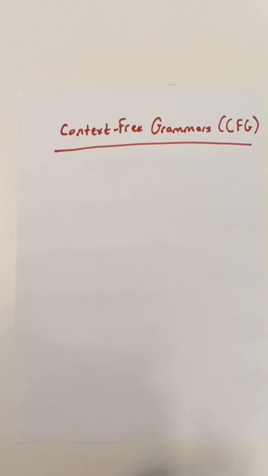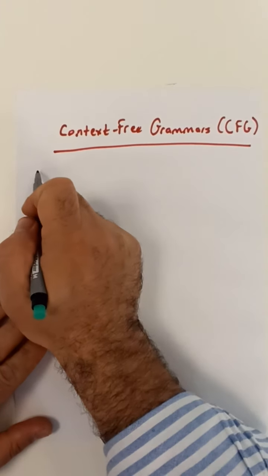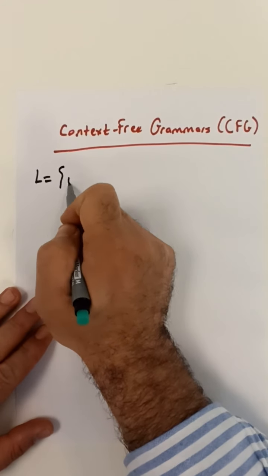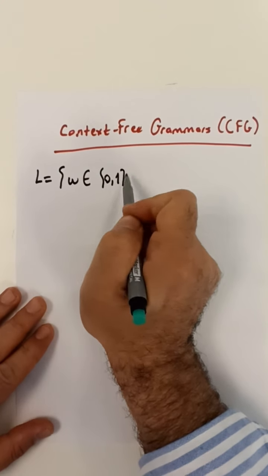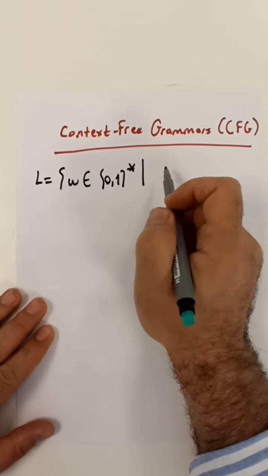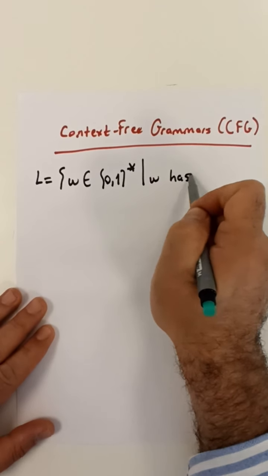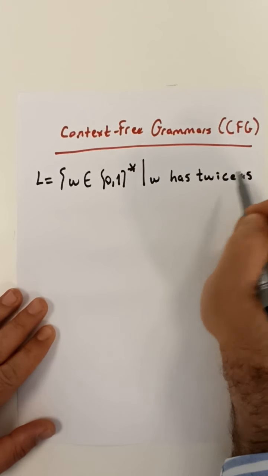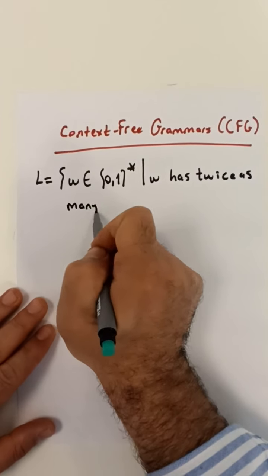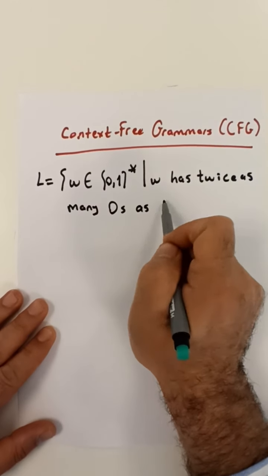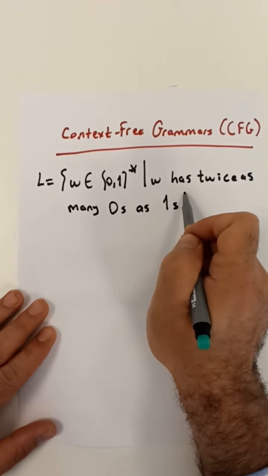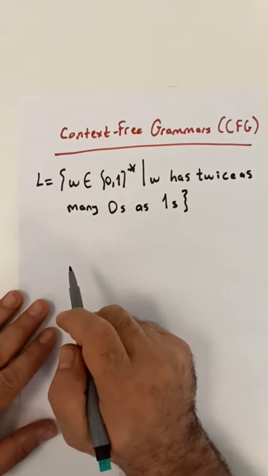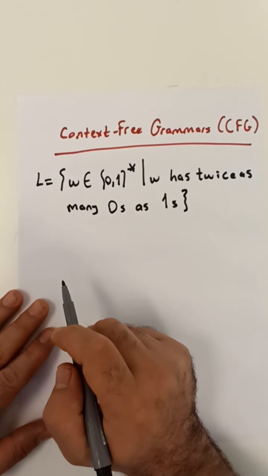Let's first consider the following example. Given the following language L, W in {0, 1}*, such that W has twice as many zeros as ones. So basically in W, the number of zeros should be twice the number of ones.